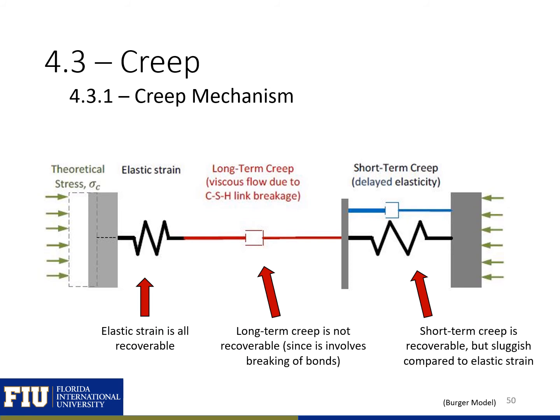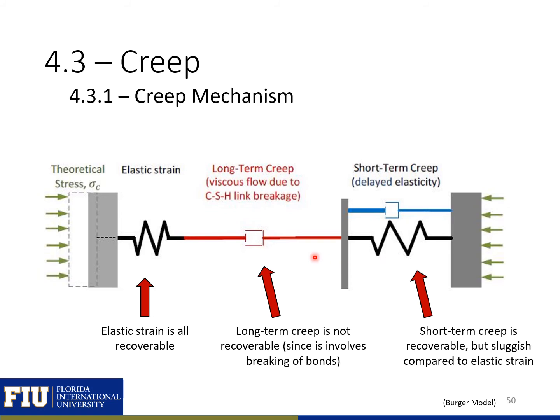Here's a model called the Burgers model, which represents the creep mechanism well. If we have an external applied stress, it's going to be resisted by several different mechanisms. We'll have elastic strain, which will be recoverable. And then we'll also have our long-term and short-term creep. Our short-term creep is going to be part elastic and part can be modeled with a viscous damper. The damper would model some of the irrecoverable strains that happen during short-term creep, and the spring would model any of the recoverable strains.